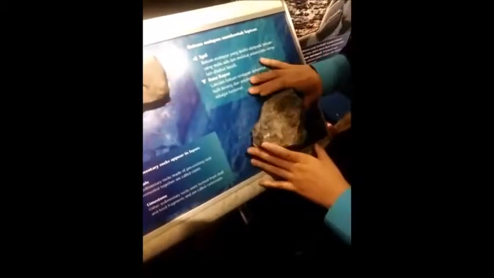Before I forget, there are three types of rocks: igneous, metamorphic, and also sedimentary. Let me take a look at examples. These are examples of sedimentary rocks. As you can see, this is shale and this is limestone.